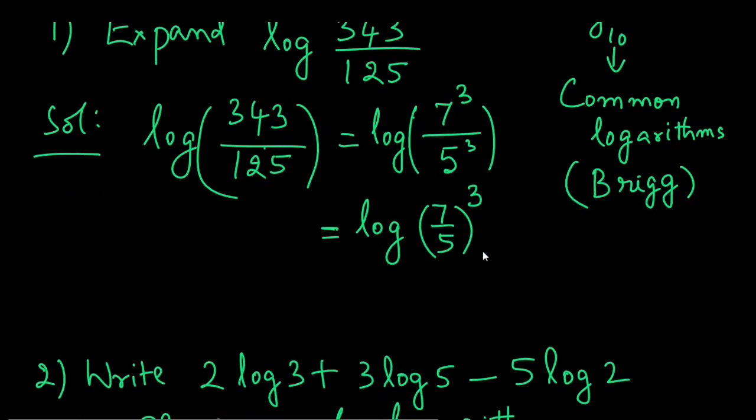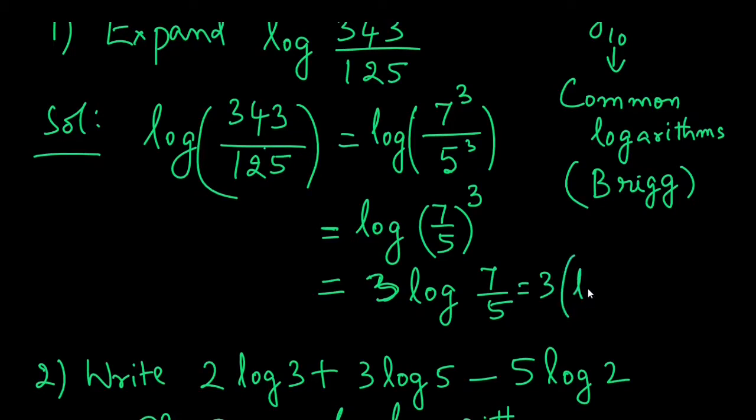Now let us apply power rule here. 3 into log of 7 by 5. When we apply quotient rule, this can be written as 3 into (log of 7 minus log of 5).